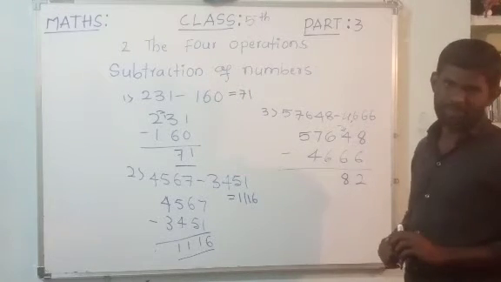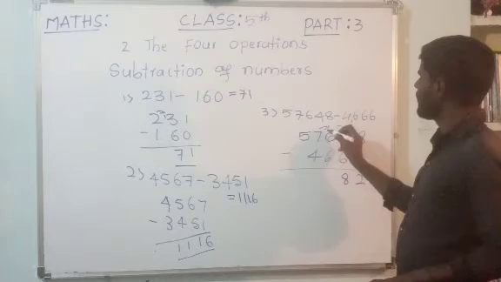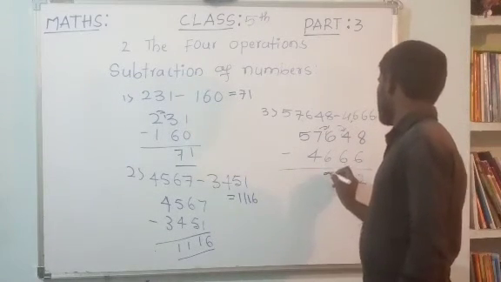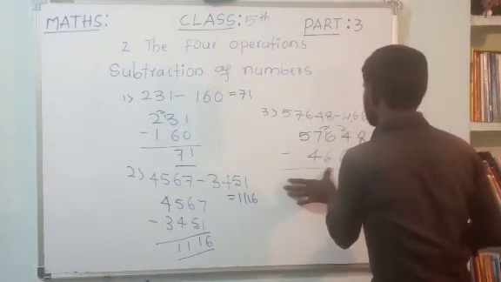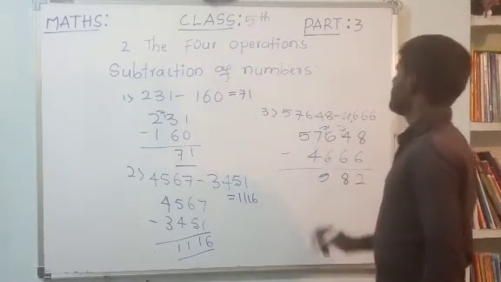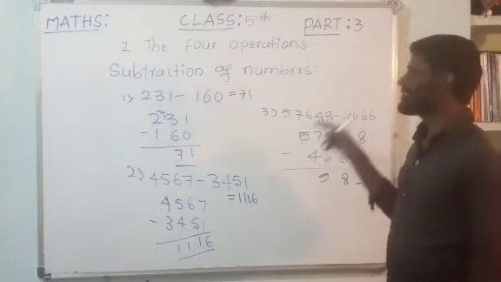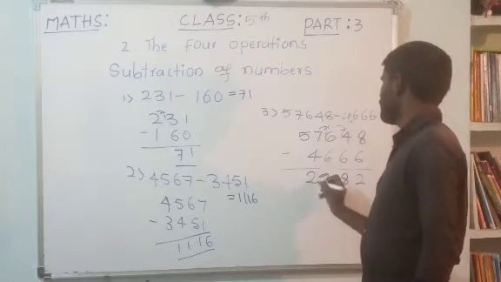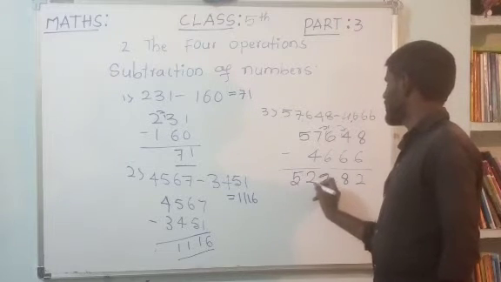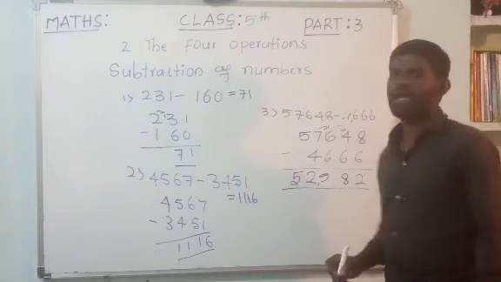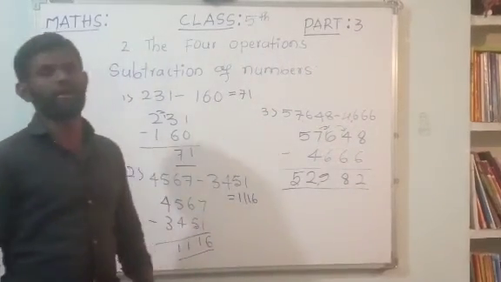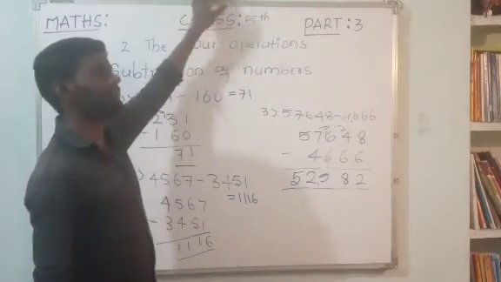5 minus 6 we cannot subtract. Take carry from this 7. That will be 15. 15 minus 6 means 9. Then this 7 reduces to 6. 6 minus 4 means 2. Then 5 remains. Yes, dear children, the answer is 52,982. This is the way of subtracting numbers. Okay, a few more examples we have to discuss.